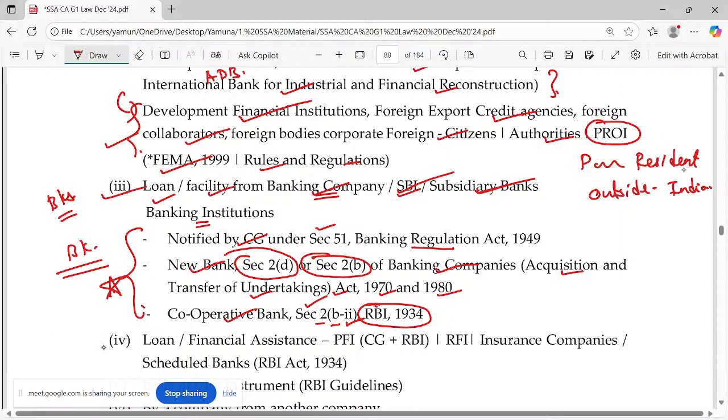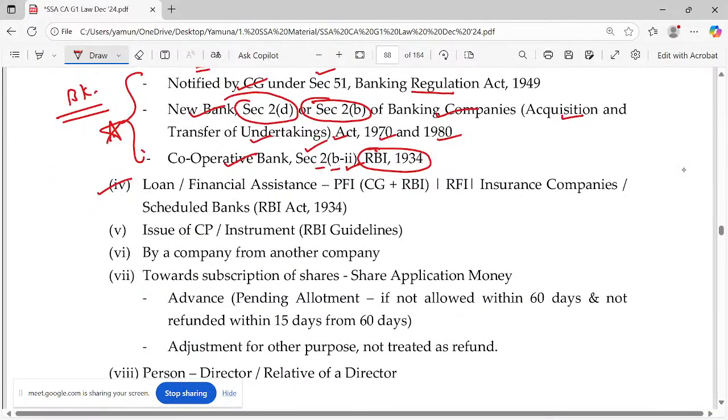Okay. Shall I go for the fourth one? Fourth one. Equal to banks, we have other persons. Whom do we call as public financial institutions? Like financial institutions supporting. It's not only banks they are supporting. So in that case, if you are receiving any loan or financial assistance from the public financial institutions, that public financial institution should be notified by central government and RBI.